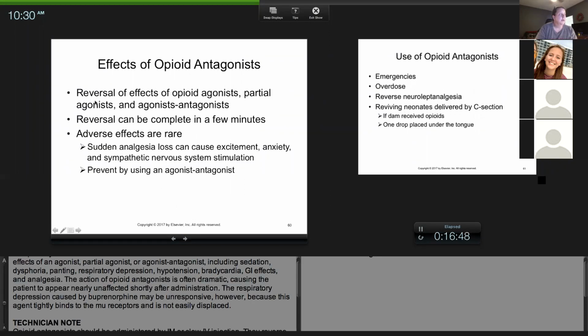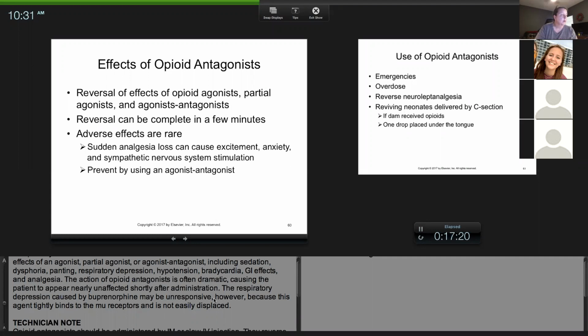So typically when we are reversing them, we are only reversing opioid agonists. Partial agonists and agonist antagonists don't typically cause enough side effects or issues to need to be reversed. Plus you don't get full reversal. So really, opioid antagonists are really for opioid agonists. You can get, like I said, sympathetic nervous stimulation, the excitement, especially if it's right after surgery.